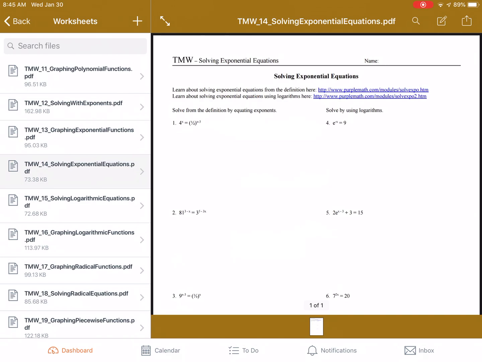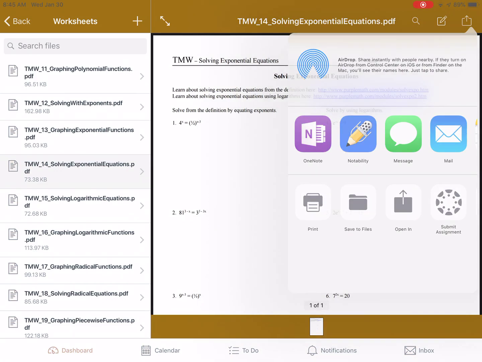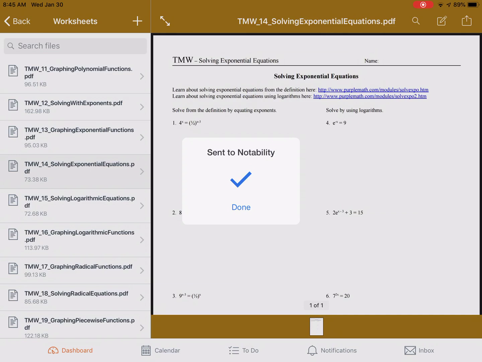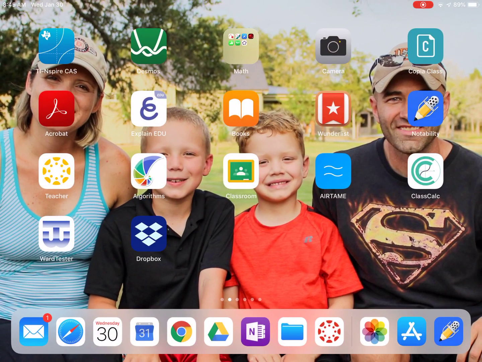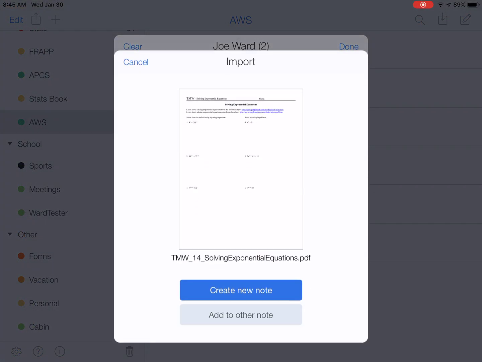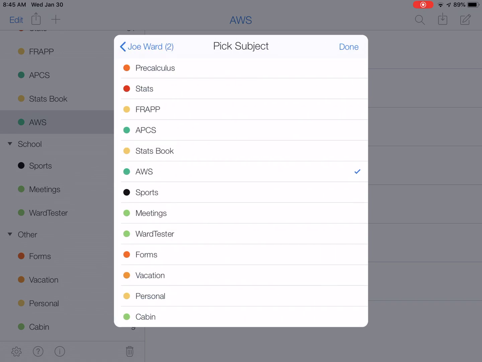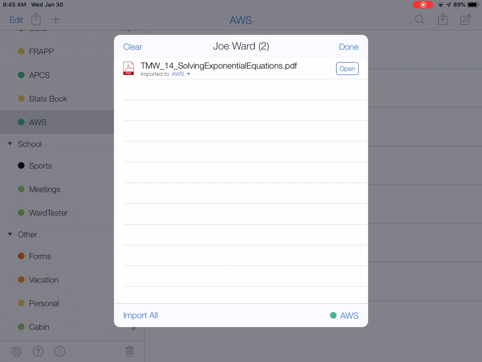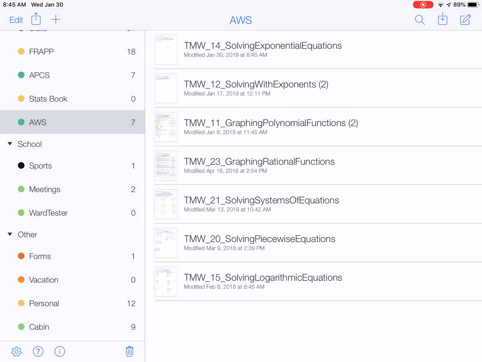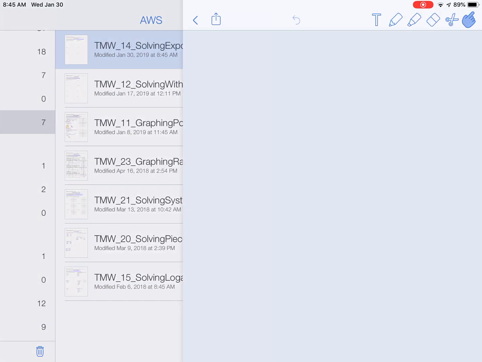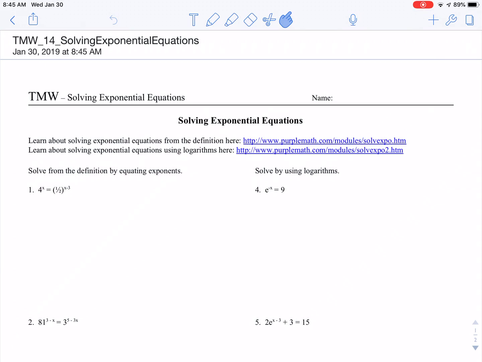Now, I would encourage you, you could print this or you can open it up in some writing app on your iPad. I'm going to choose to open it in Notability. So now it's sent it to Notability. The next thing I'll do is open up Notability and it'll say that it's been sent there. I'm going to create a new note and choose the folder I want it in. I want it in my Algebra with Stats folder, and I'll say done. Okay. Now I'm going to open up the worksheet.